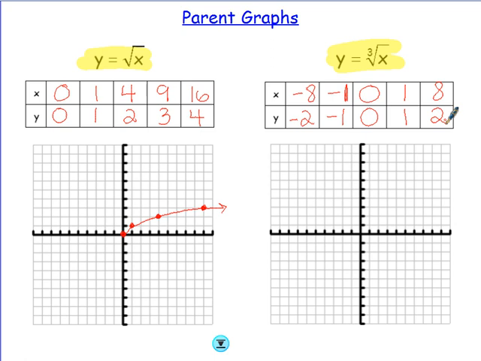So let's take a look at what these points make us. Negative 8, negative 2 would be left 8 and down 2.